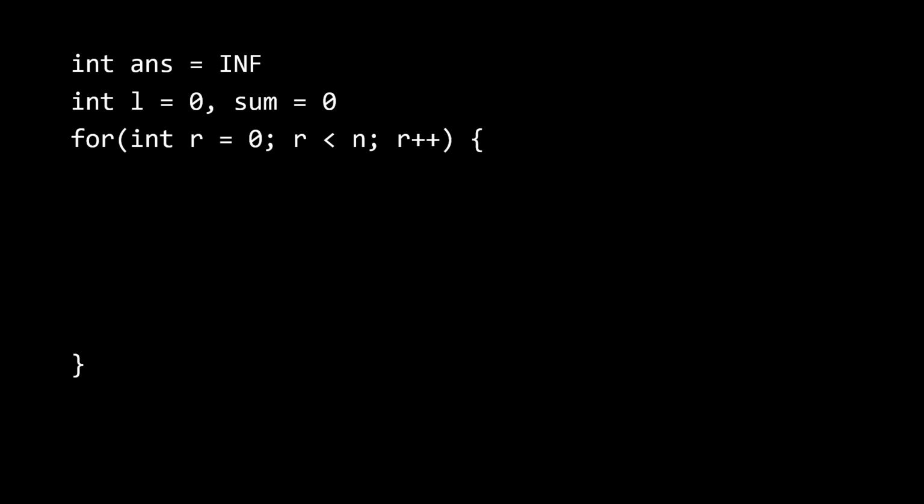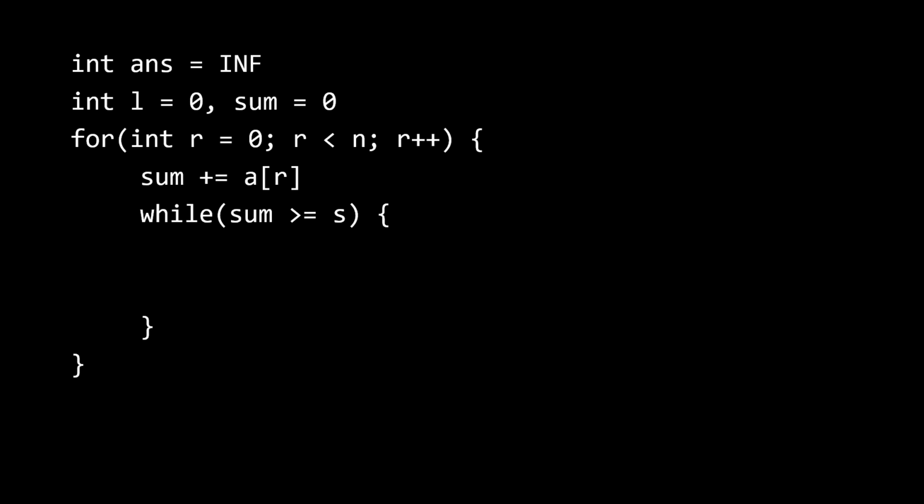Then we're going to have a for loop that runs from 0 to n minus 1. And this is going to be my right pointer, my pointer r. The next step is we're going to add the element at that pointer r to our sum variable. And once we add that element to our total sum, if that sum is greater than or equal to s, let's continue shrinking it.